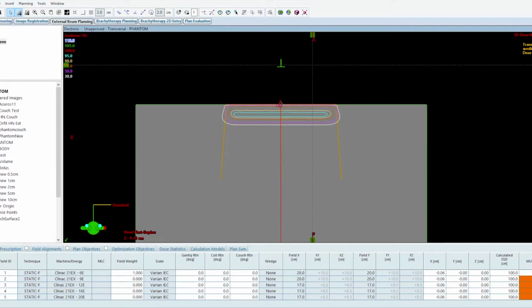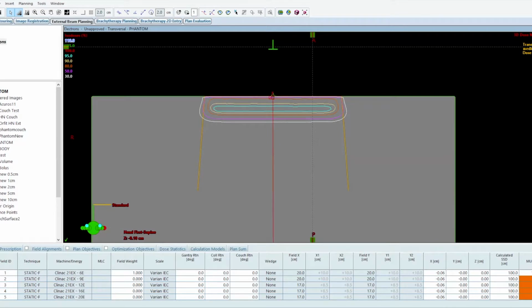You can see at the bottom of the screen here, fields 1, 2, 3, 4, and 5, each with a different electron energy: 6E, 9E, 12E, 16E, and 20E. They're all set to a standard SSD of 100 centimeters, and they each have a 15 by 15 cone, since at Gunderson, that's how we normalize our electron fields, to a 15 by 15 field size.